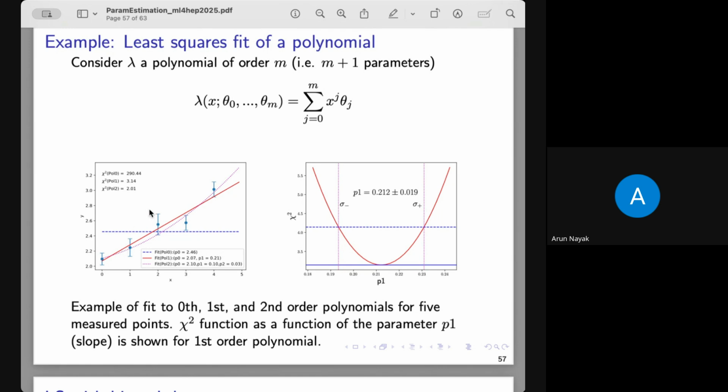But if you say fit a second order polynomial for three measurements, then it will perfectly fit those points, because you have three measurements and three parameters. So the function will perfectly fit this, and you will have no additional degrees of freedom.